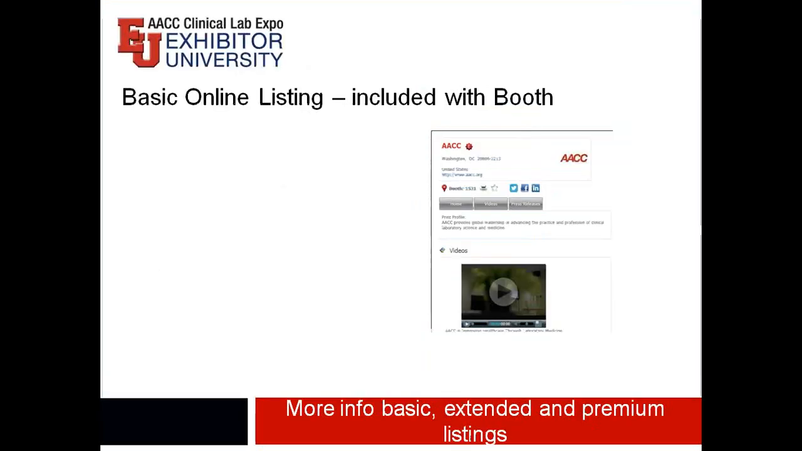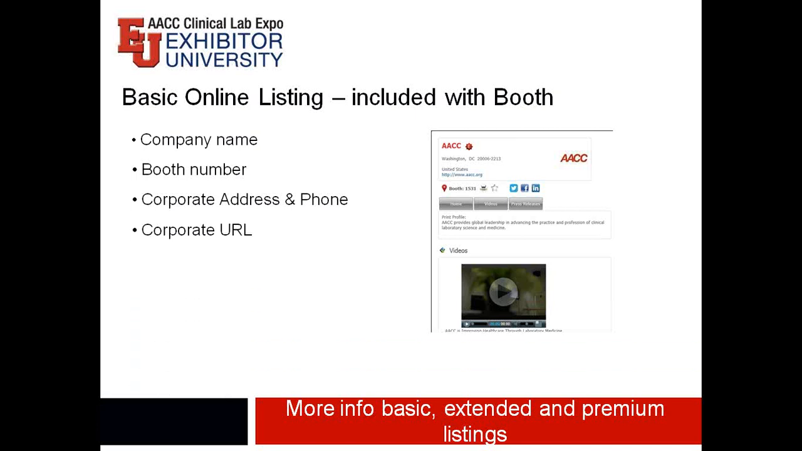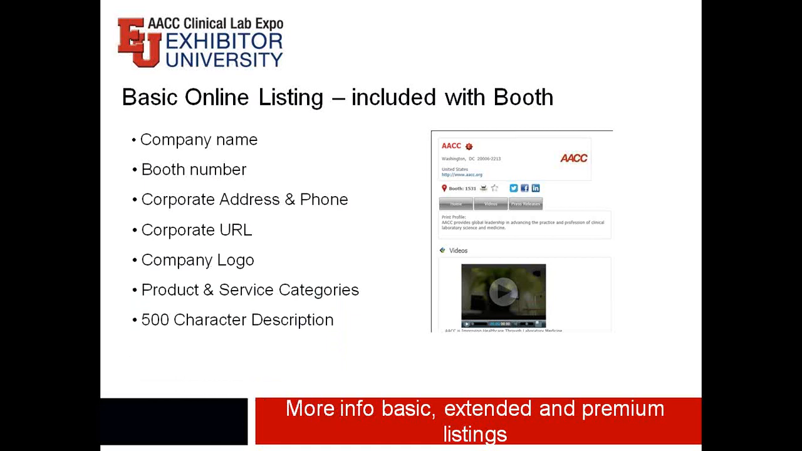With that being said, the AACC Annual Meeting and Clinical Lab Expo is offering 3 types of listings: basic, extended, and premium. The first of which is the basic online listing, and it includes the following: your company name, your booth number, your corporate address and phone, your corporate URL, your company logo, products and service categories, a 500-character description, as well as links to your social media platforms.